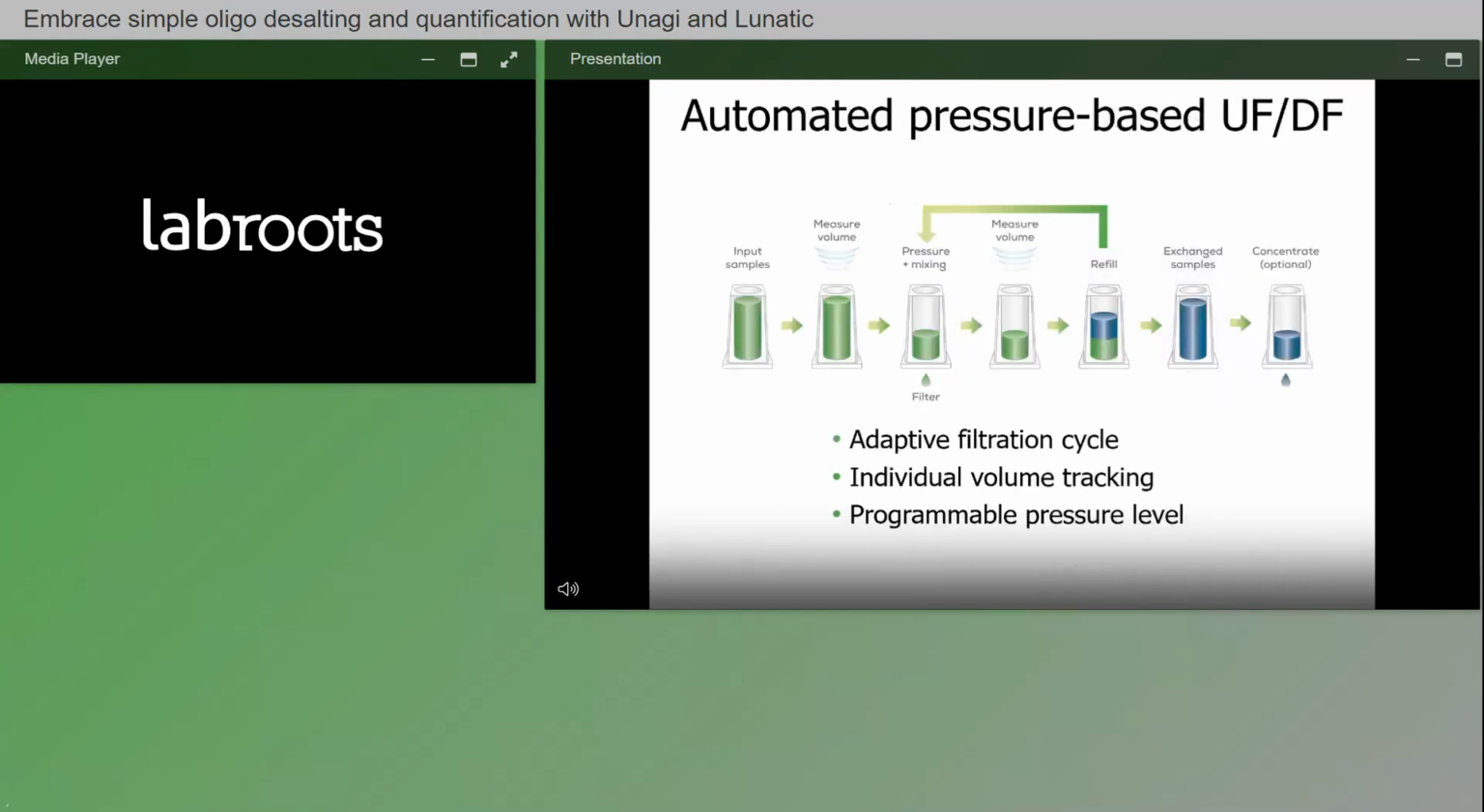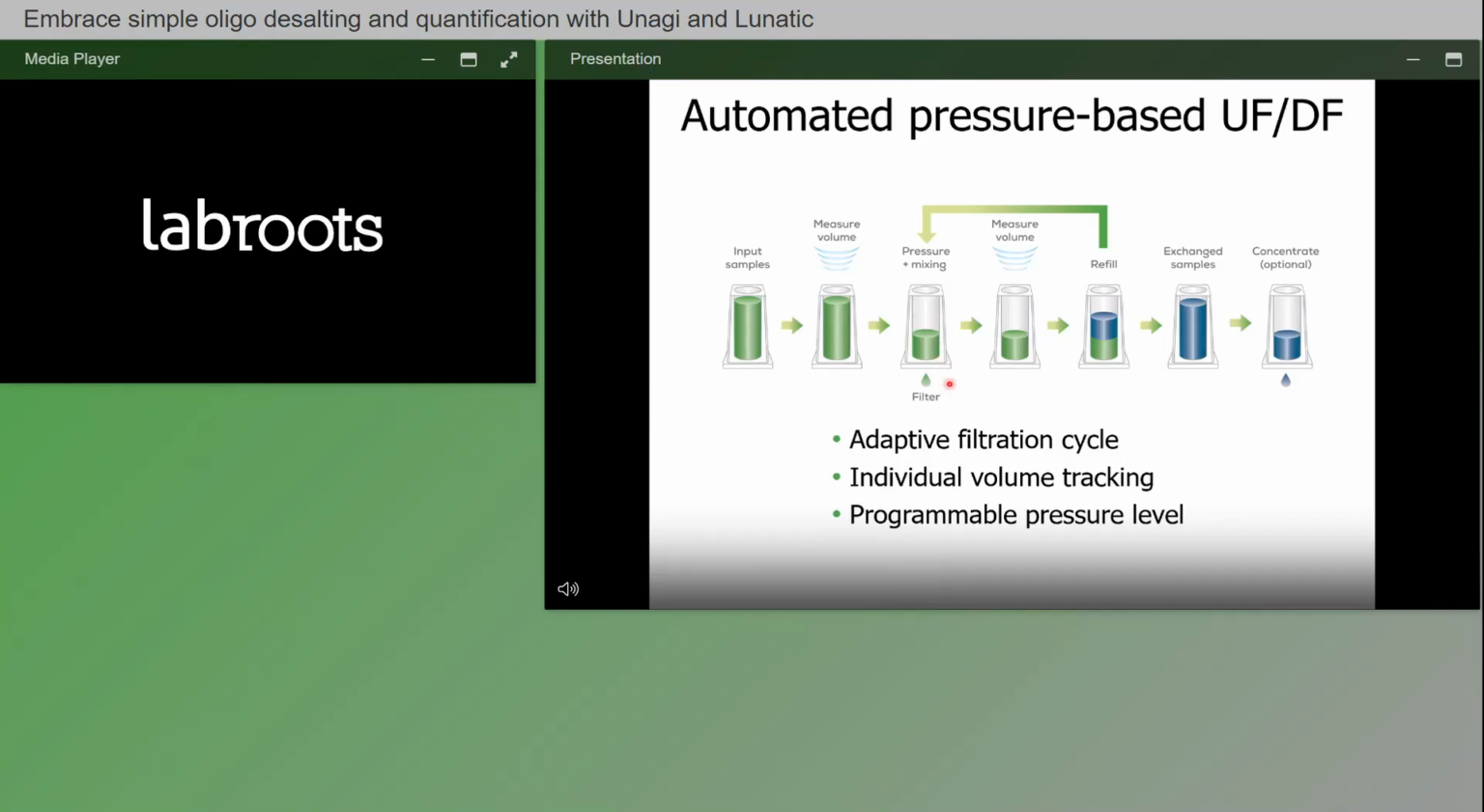Okay, so here's kind of the cutaway of what's going on inside your sample, inside your UNA when it's running on Unagi, which for the technique that we're calling this is an automated pressure-based UF-DF, or ultrafiltration diafiltration step. So we start here with the actual samples in our UNA. Unagi will first use an ultrasonic non-contact probe to measure the volume in an UNA, and then it will apply positive pressure to push sample through the bottom of the membrane.